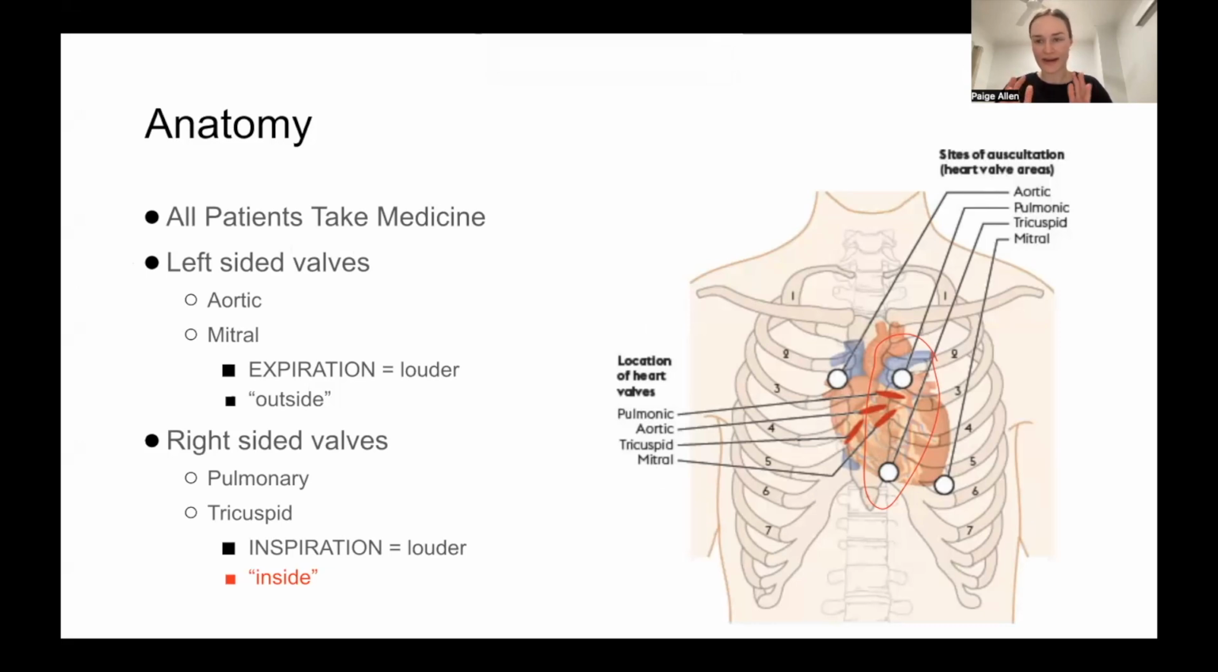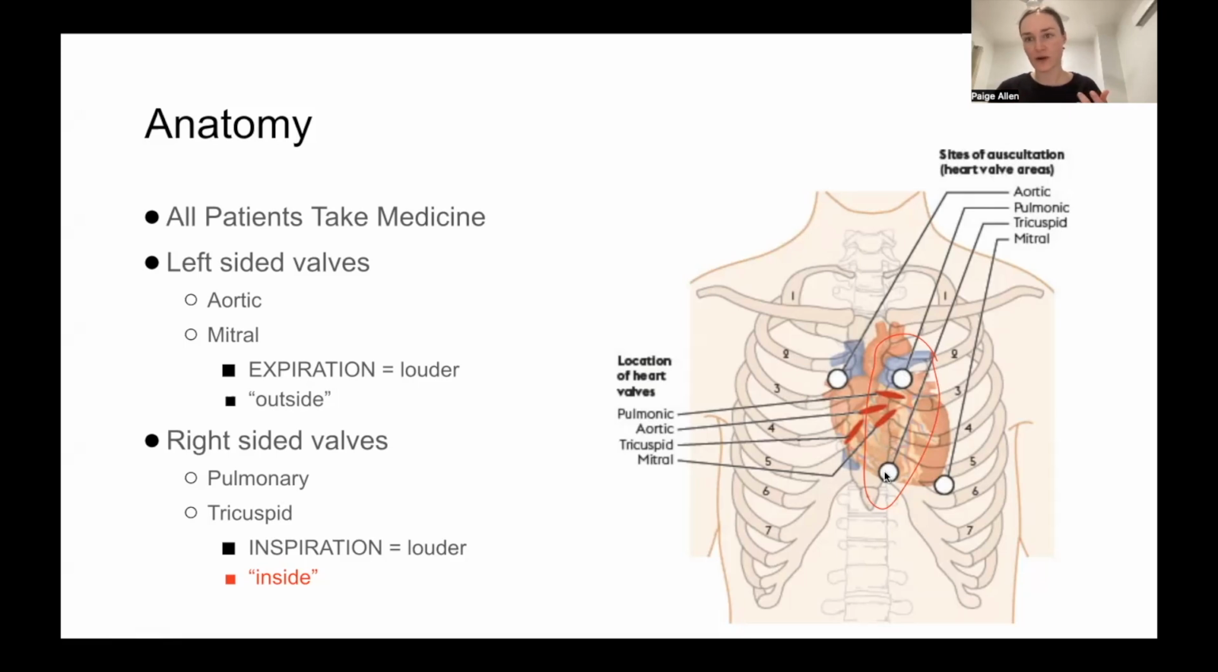My favorite way to think about this is which valves are inside versus outside, or she's written them as left-sided valves versus right-sided valves. The left versus right is relative to the heart's anatomy itself, and the inside versus outside is relative to where you actually auscultate them. When I'm talking about this inside versus outside thing, I mean that the inside ones are these ones circled in red here. So that would be your pulmonic and tricuspid.